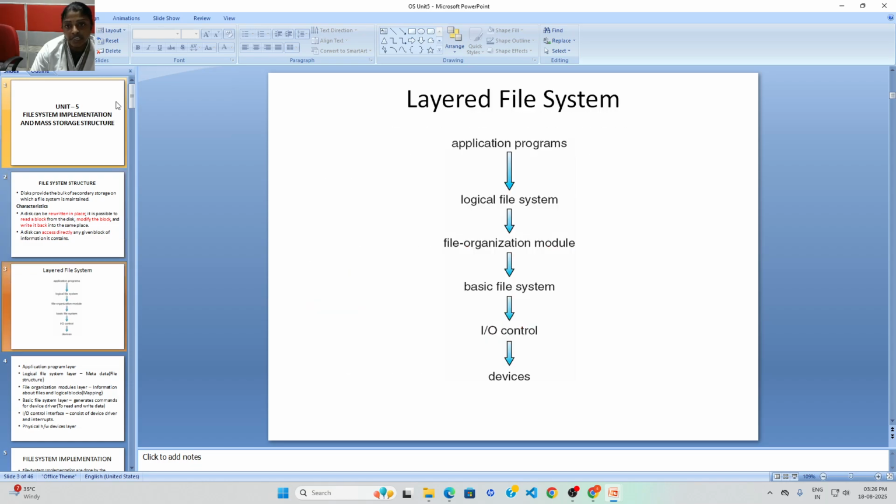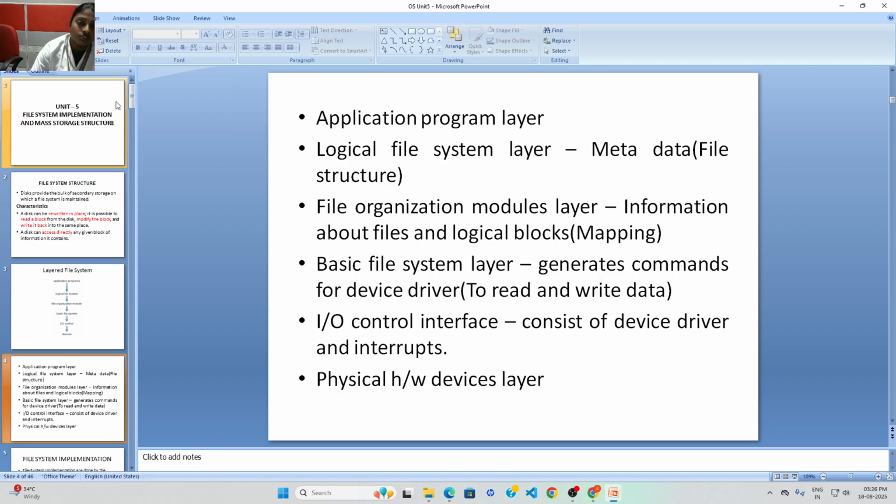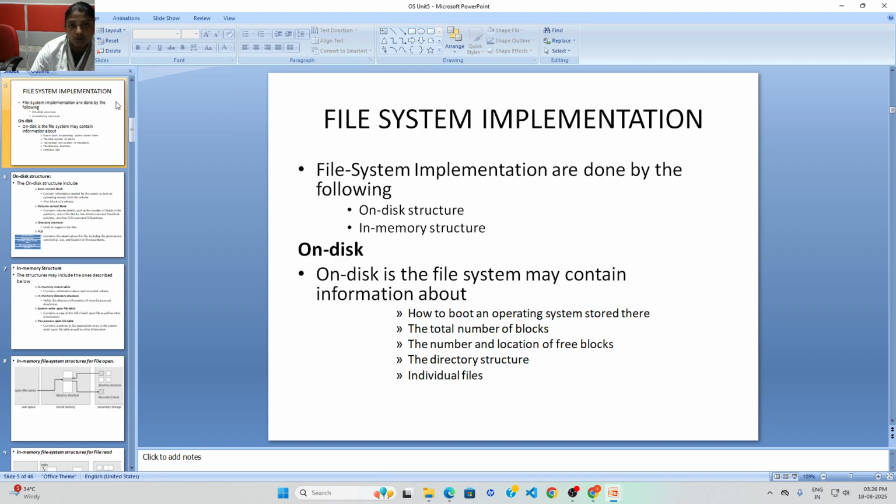First one, layered file system. There are more layers under the layered file system. First one, application programs, logical file system, file organization module, basic file system. It will be controlled by I/O devices. These are the layered file systems. Next, the application layer, which handles metadata and file organization functions. These are the application layer programs.